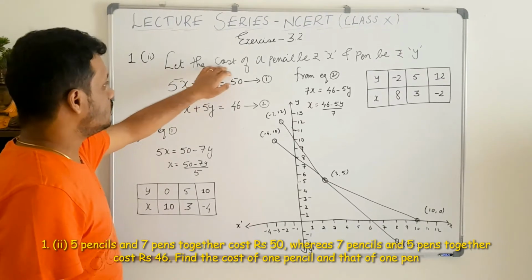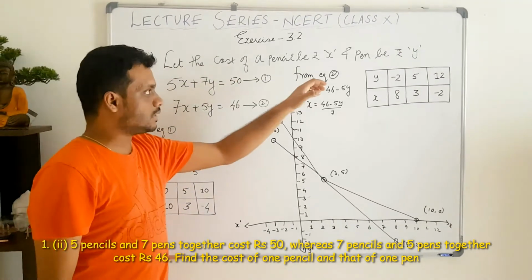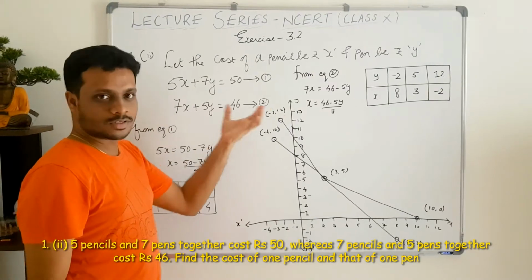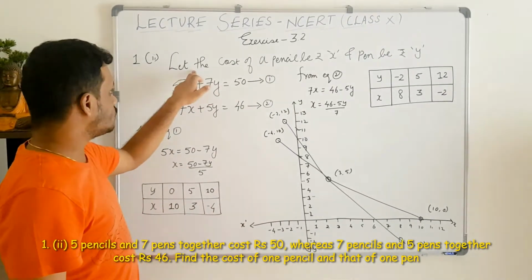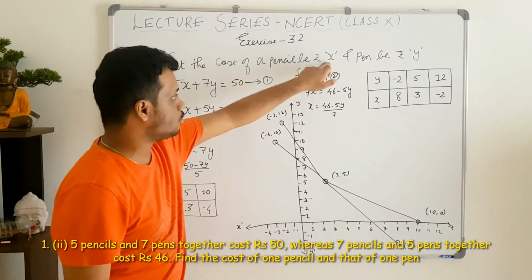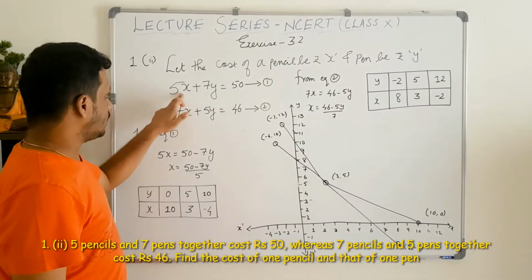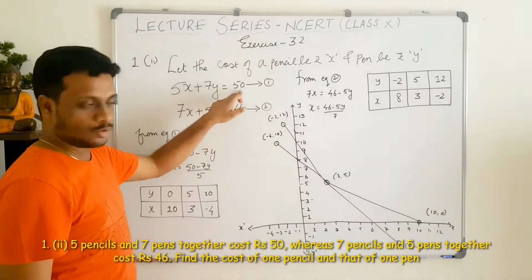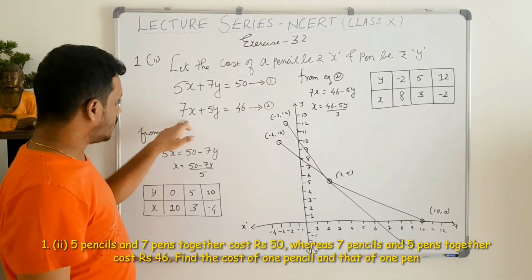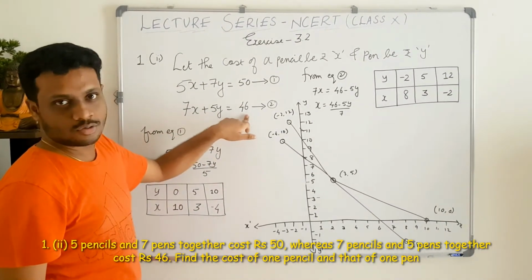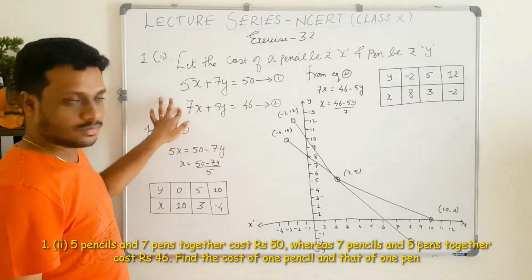In this question they have told that pencils and pens are bought in combination for some price. So the first thing that we have to assume is the cost of one pencil is x rupees and one pen is y rupees. According to the question, they buy 5 pencils and 7 pens for a cost of 50 rupees, and they buy 7 pencils and 5 pens for a cost of 46 rupees. So we have framed these two equations from the given situation.